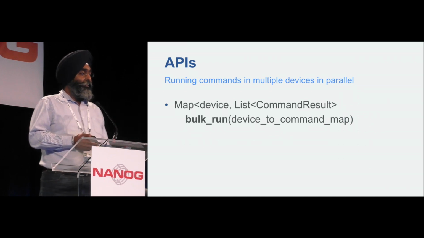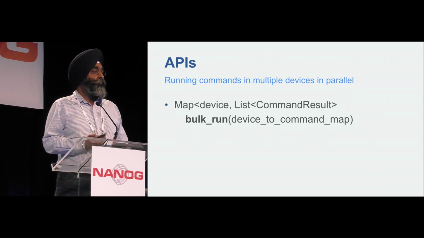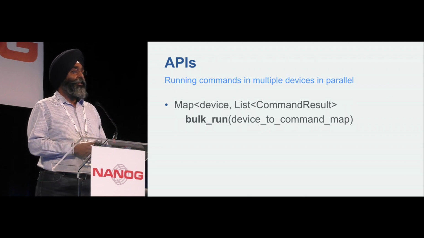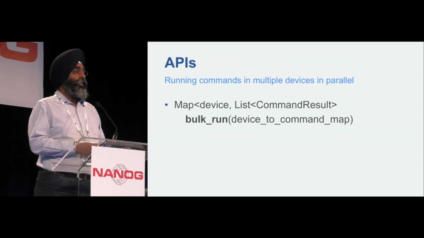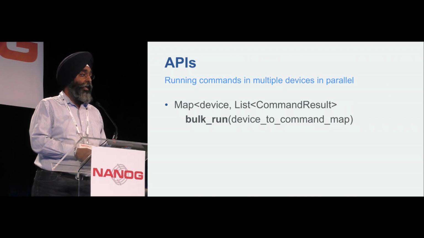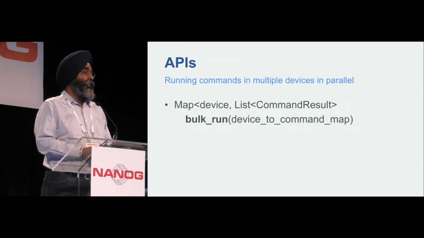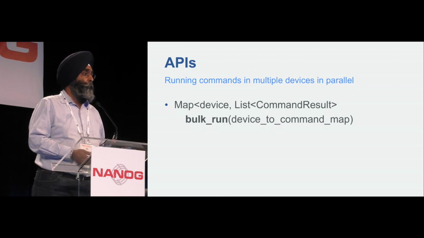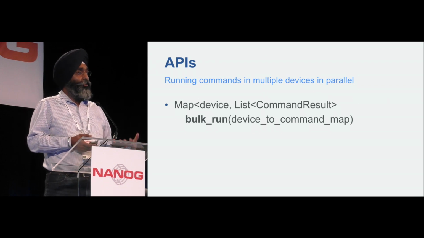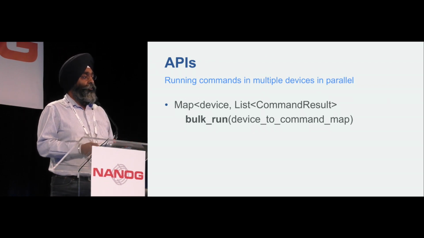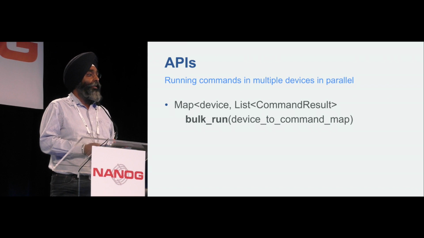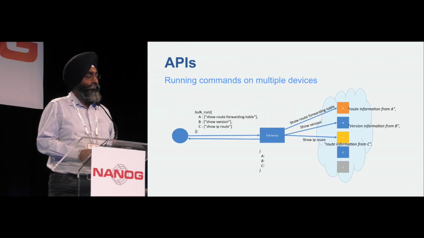The bulk run is another API. This is one of the more powerful APIs. It allows you to run commands on multiple devices in parallel. So with a single API call to this FCS service, you can run commands on thousands of your devices and get the results back. You don't have to worry about creating threads and managing multiple connections to those devices. All you need to do is give us a list of devices and the commands that you want to run on those devices.